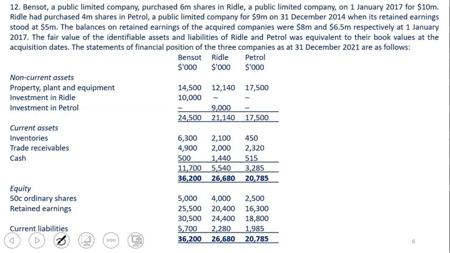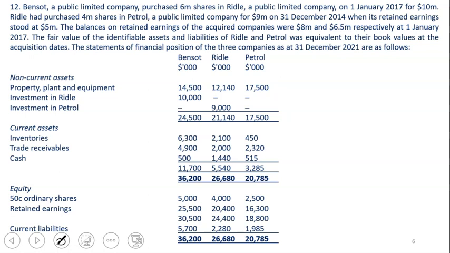Now we've got the example of Bensot. Bensot, a public limited company, purchased 6 million shares in Redo, a public limited company, on 1 January 2017 for $10 million. Redo had purchased 4 million shares in Petrol, a public limited company, for $9 million on 31 December 2014. So Bensot, which is the parent or holding company, purchased shares in Redo, but Redo had already purchased the shares in Petrol some time ago in 2014, when its retained earnings stood at $5 million.